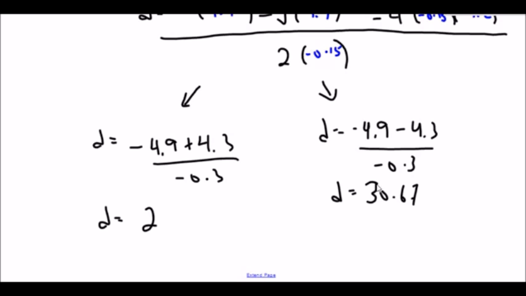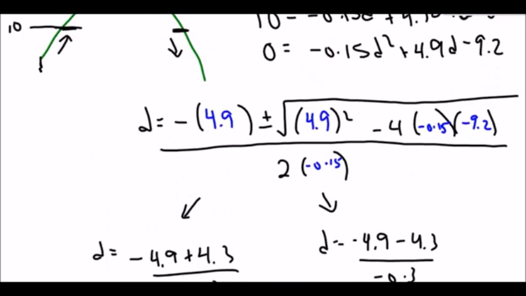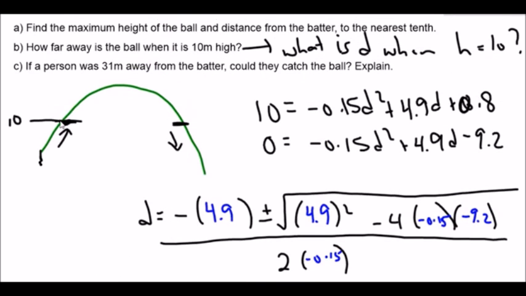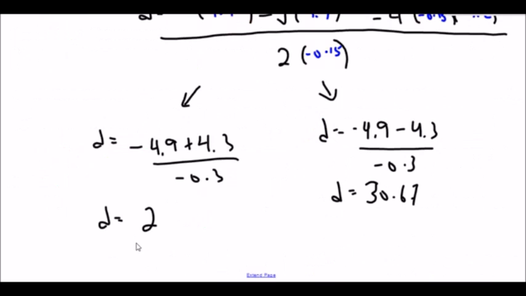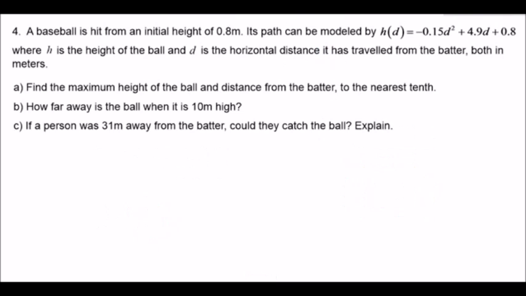And again, it makes sense for them both to be positive numbers because the first one happens here. Let me grab a different color. The first one happens here, so that would be at 2 meters away from the batter. And the other one happens here, which would be 30.67 meters away from the batter. Okay, so the ball reaches a height of 10 meters twice, once 2 meters away and once 30.67 meters away. And there's one more part to this question.